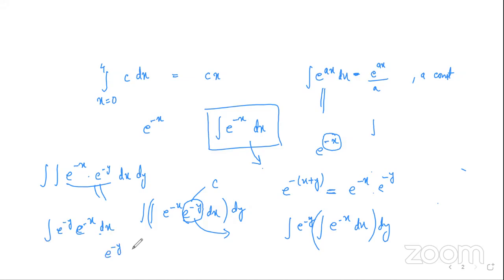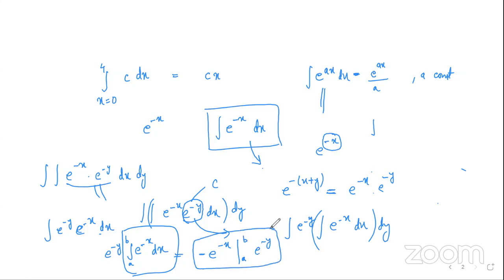Now your integral e to the power minus y e to the power minus x dx becomes e to the power minus y times the integral of e to the power minus x dx. Let's say the limits are a and b. If you integrate this part, it becomes e to the power minus x by minus 1, varying from a to b, and this times e to the power minus y. This constant term is not going anywhere; it is still there as a constant. So the idea is the same.